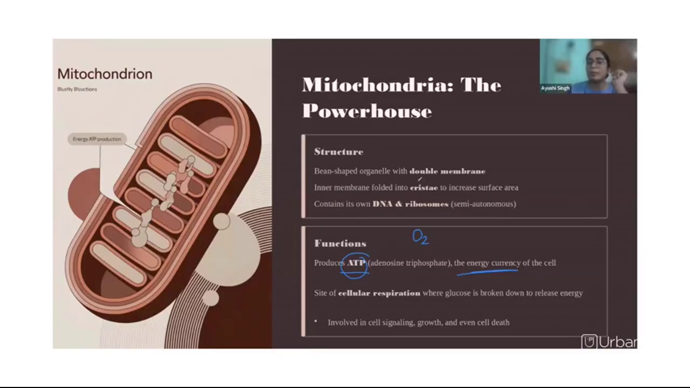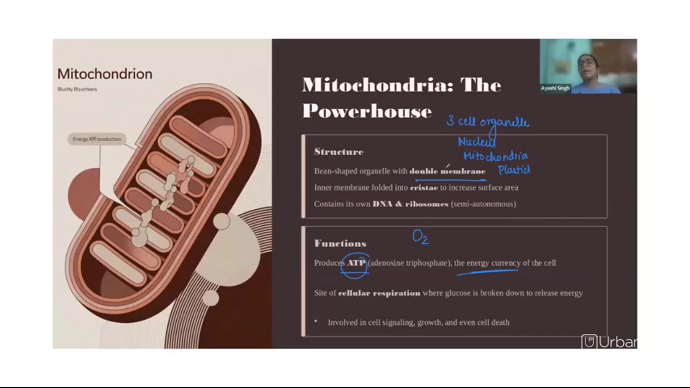The mitochondria is also a double membrane structure. Only three cell organelles are made up of a double membrane, or have a double membranous structure. One is the nucleus, the second one is the mitochondria, and the last one is the plastid.